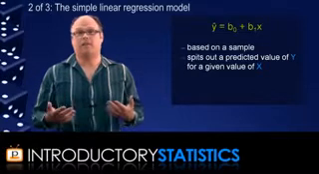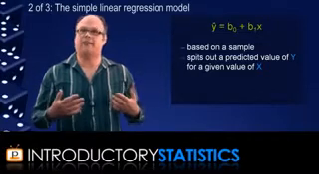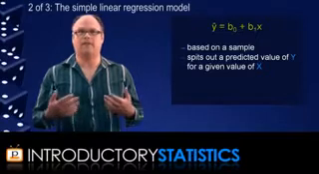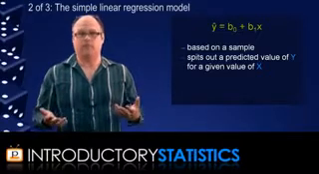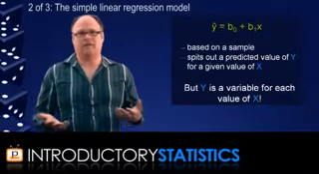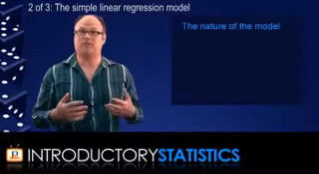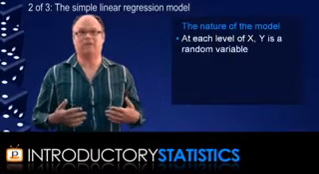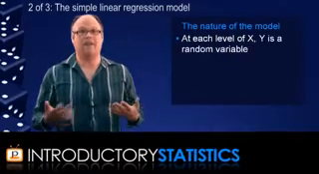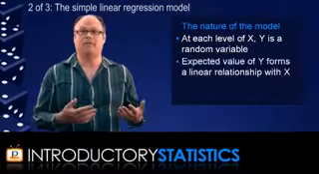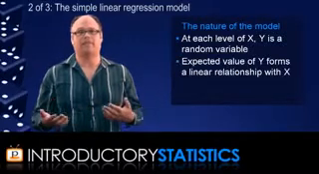Well, technically speaking, we have to address the fact that even when you have a fixed value of the explanatory variable, like a 500 square foot home, your response variable is going to vary. The regression model is based on the idea that at each level of the explanatory variable x, the response variable y is a random variable, and the expected value of y will follow a linear relationship with x.